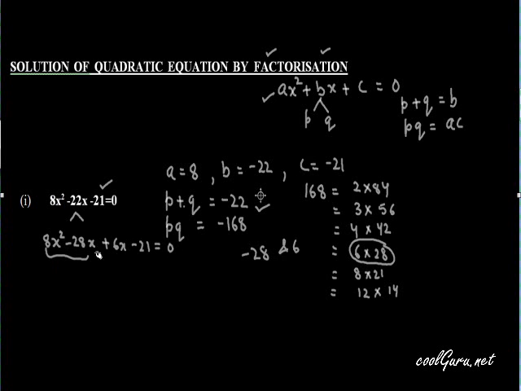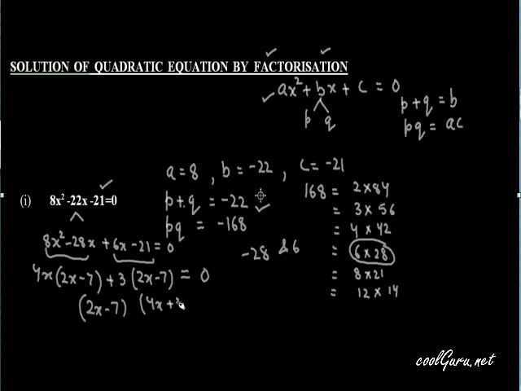Now making pairs, out of 8x square and 28x we can take out 4x as common. 2x minus 7 is left. Similarly, out of this pair we can take out 3 as common. Again 2x minus 7 is left. Equate this to 0. Taking 2x minus 7 as common factor, the other factor is 4x plus 3 is equal to 0.